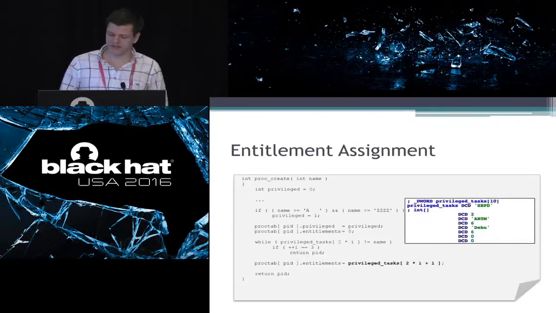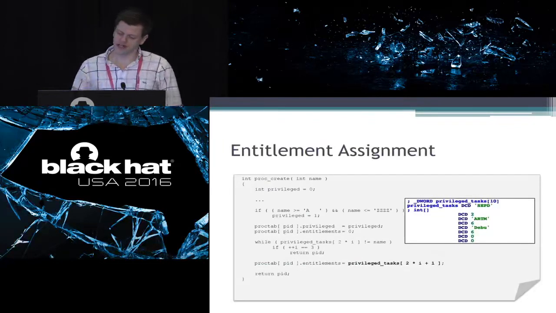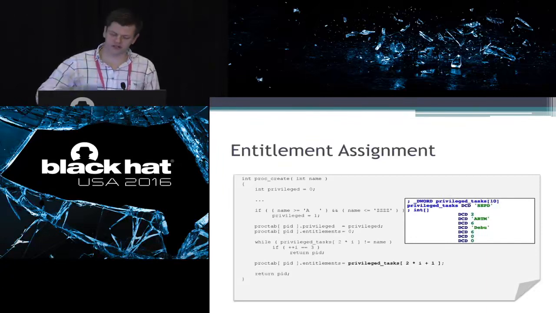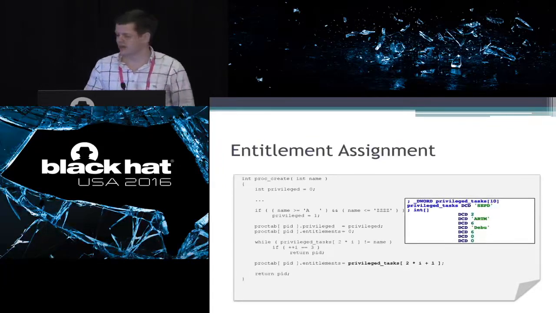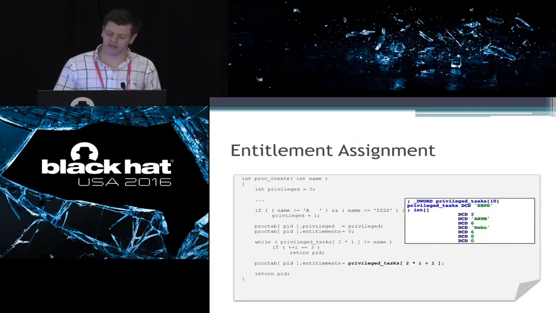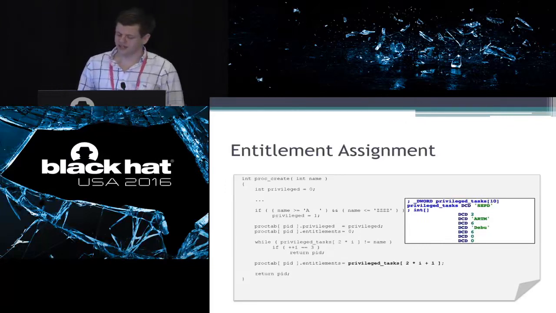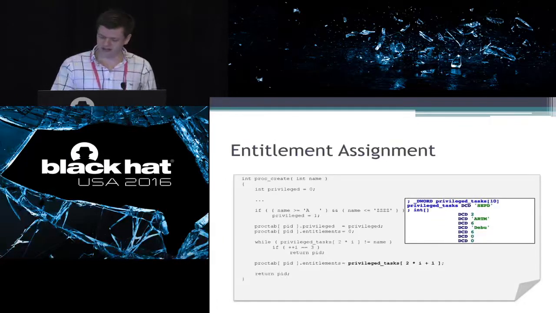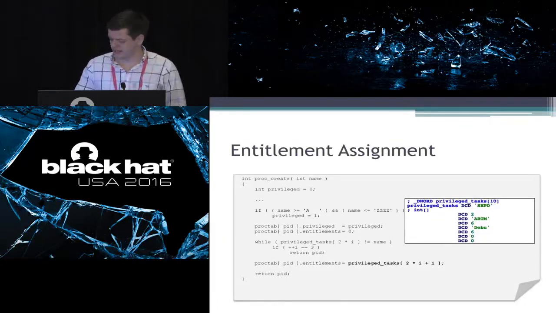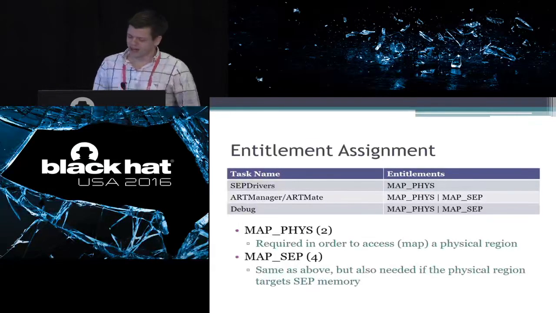So this is just a pseudocode representation of the proc create function in the root task. When it does the create, it will use the name you give it and check against the database or a table. And if it's in this table, it will assign these entitlements to that running application. In this case, there are 3 different entries: SEPD, RTM, and debug. And they're assigned different values like 2 and 6. So this is basically SEP Drivers, Art Manager, and debug.